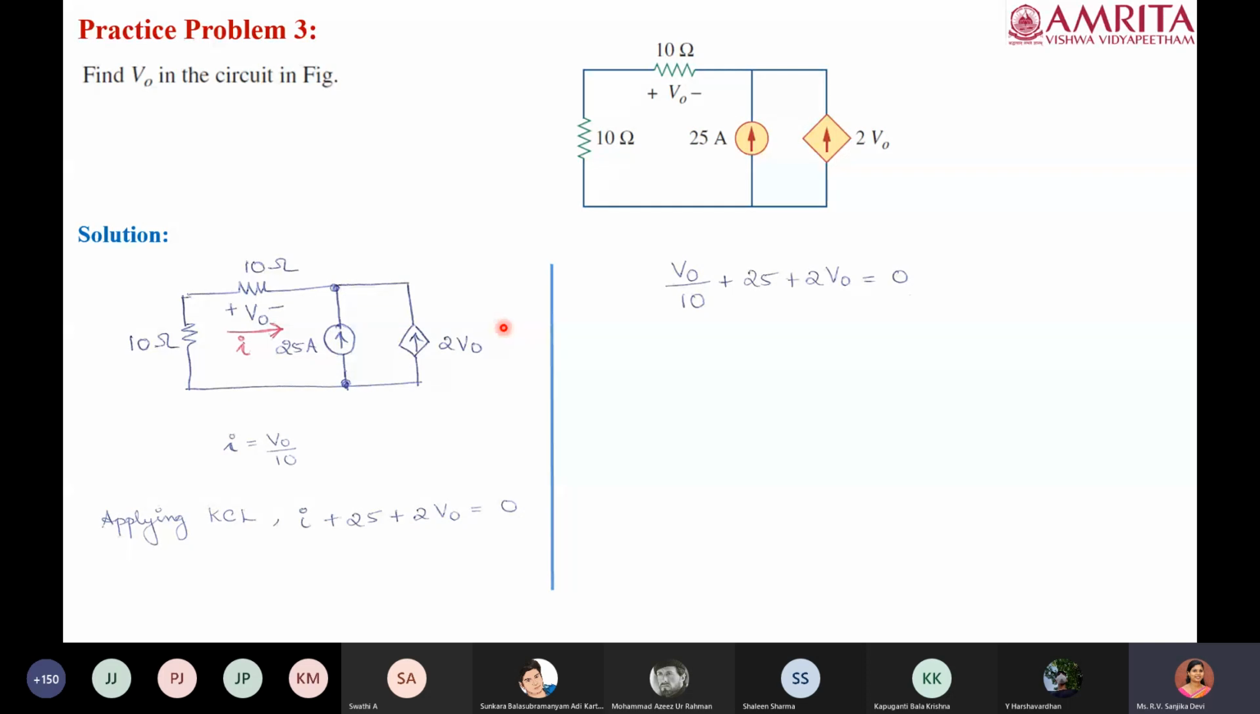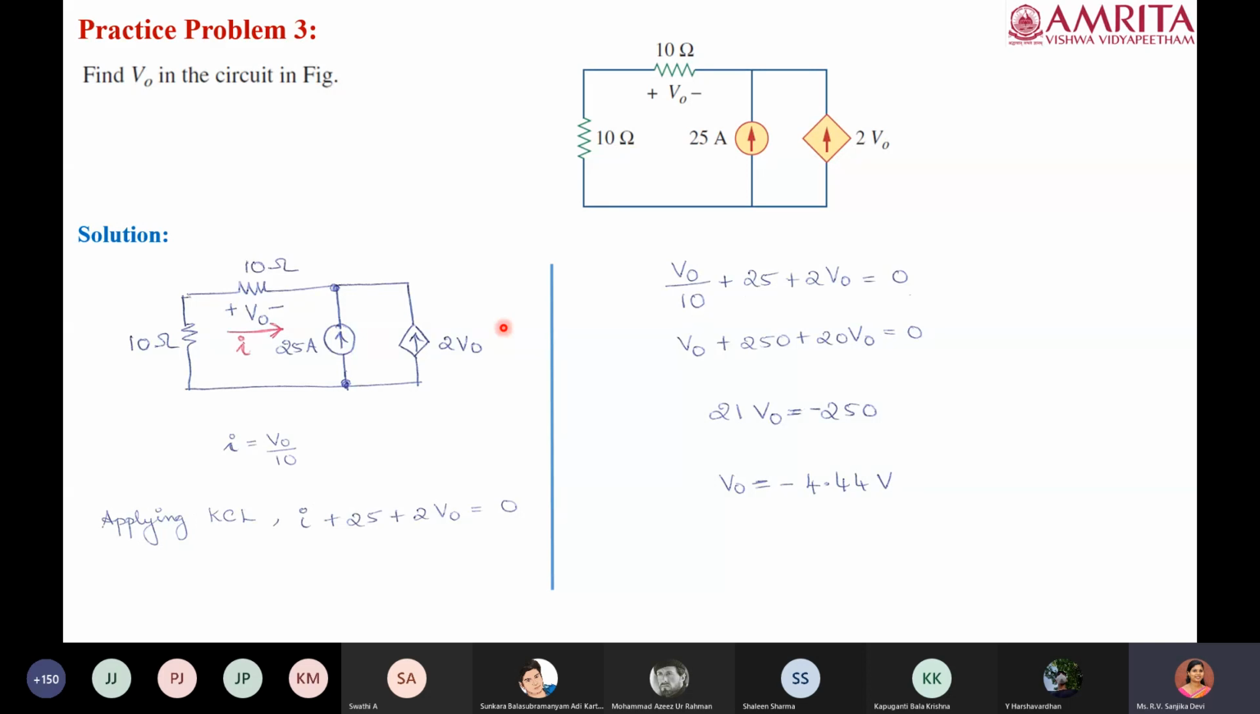Yes. For this particular one, just a minute, let me complete this. I'll take up the question. Let me find out what this V naught is. Here V naught is negative, right? So it means the polarity they have given has to be the other way. The answer is minus 4.44.